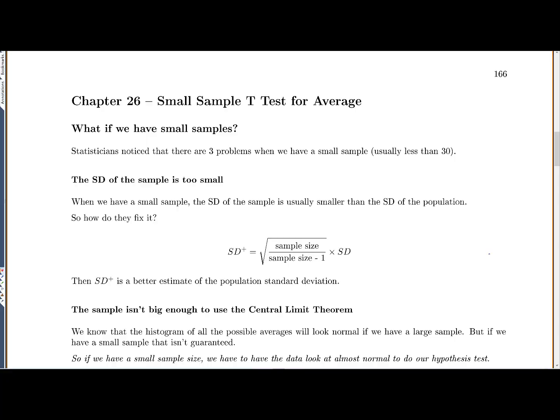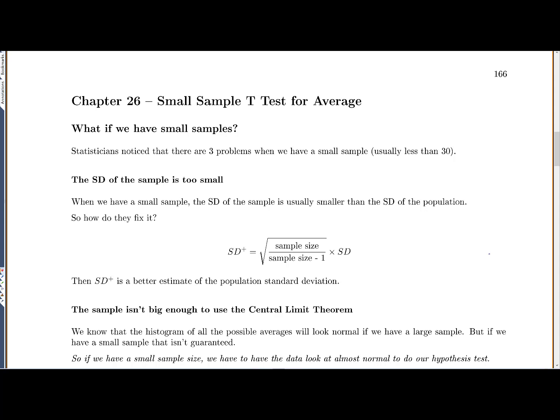Now we will learn about a small sample t-test for our average. So what happens if we have small samples? We just learned about a z-test for our average, but we had to have big samples. Well, what happens if we have a small sample? Statisticians have noticed that there are three main problems when we have a small sample, and we usually say a small sample is anything less than 30.